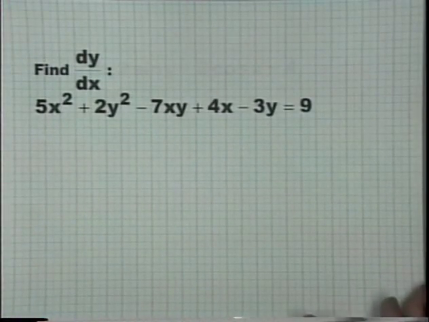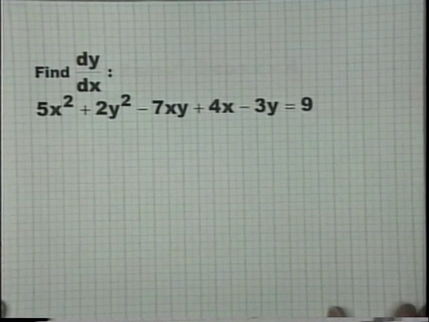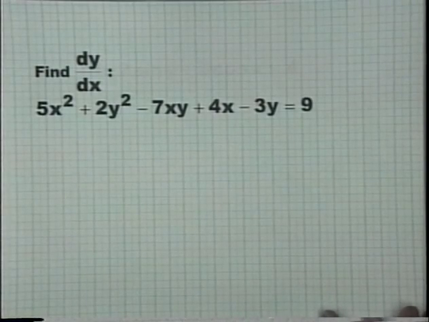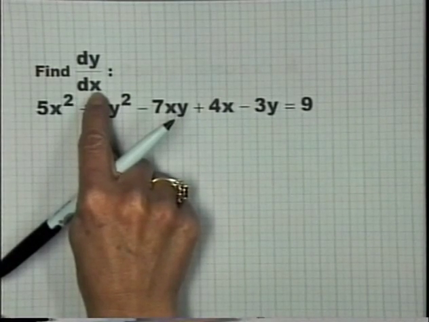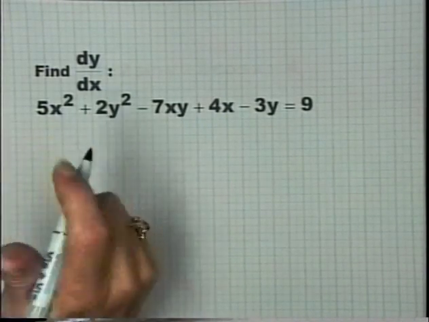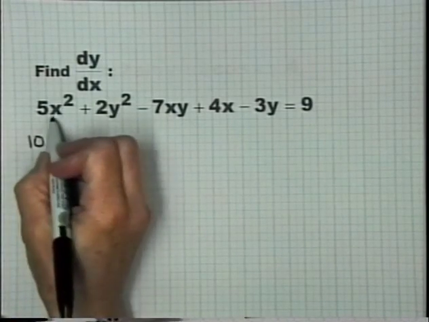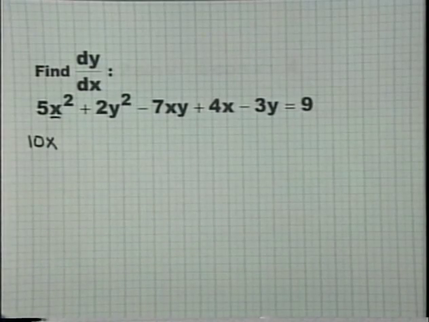Alright, we want to find dy/dx. Our function is 5x² + 2y² − 7xy + 4x − 3y = 9. Again, we're going to move from term to term to do this derivative, and remember we're doing the derivative with respect to x. Okay, so I have a power here. 2 times 5 is 10. x to the first power, the derivative of x with respect to x is a 1. I'm not going to write the 1 this time.